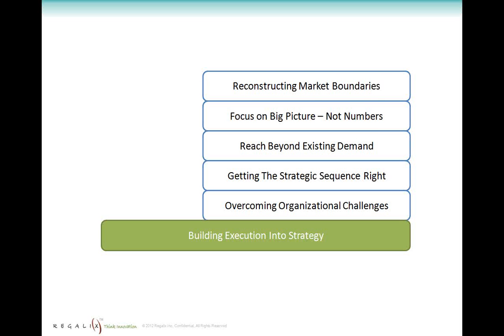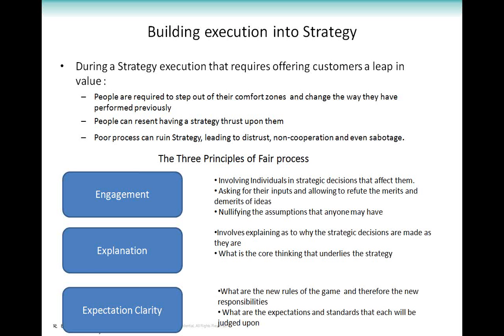Lastly, we come to the last principle, which is called building execution into strategy. As we understand, a strategy execution that requires offering customers a leap in value requires people to step out of their comfort zones and change the way they have performed previously. When people get to know this, they can resent it and feel the strategy is thrust upon them. This can result in poor processes that can ruin the strategy. It can lead to distrust, non-cooperation, and even sabotage.